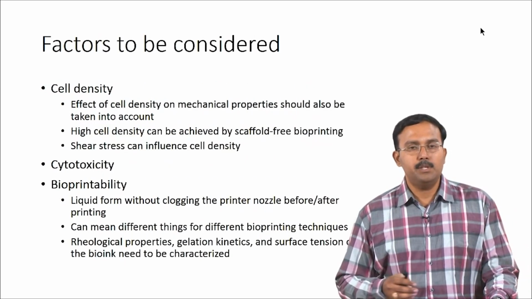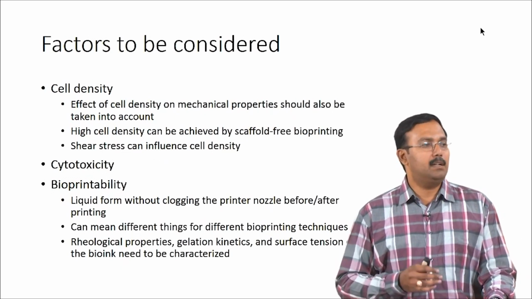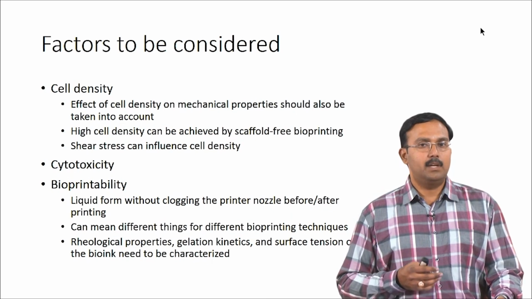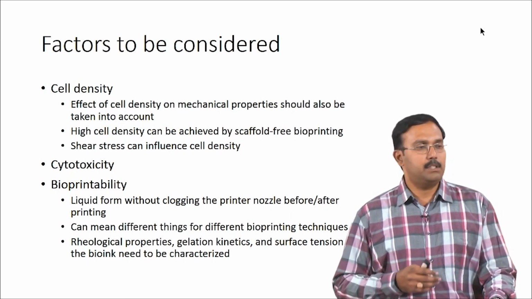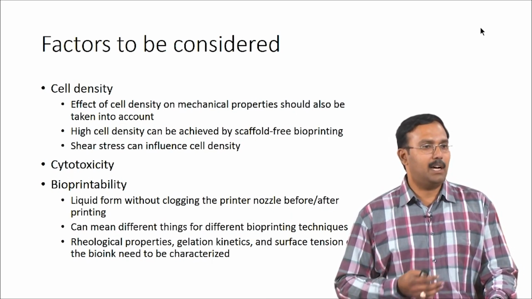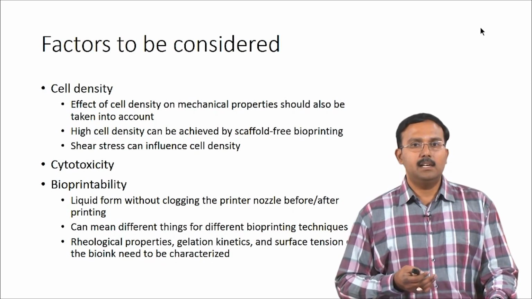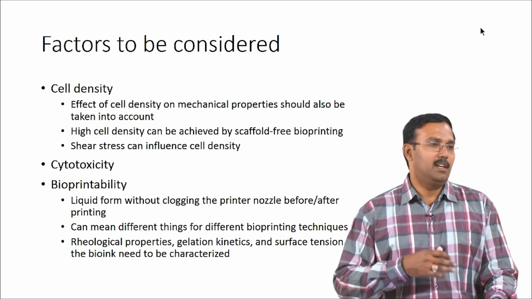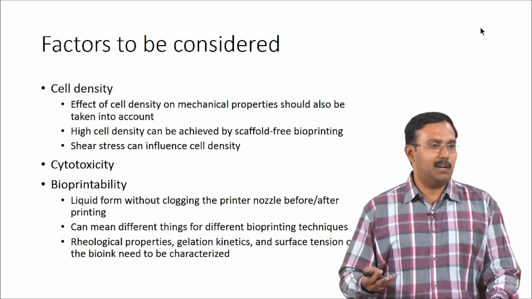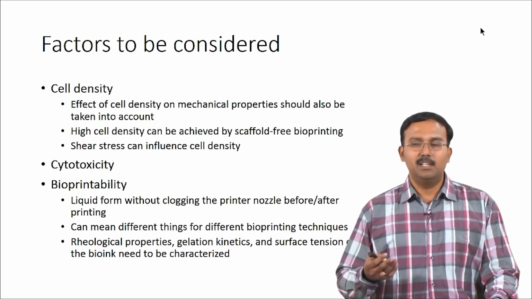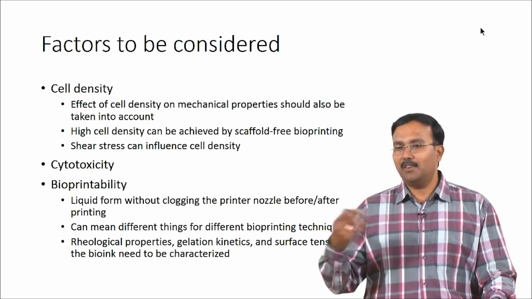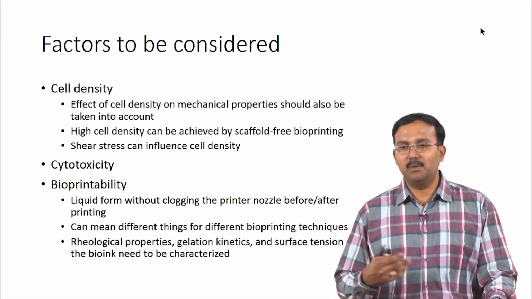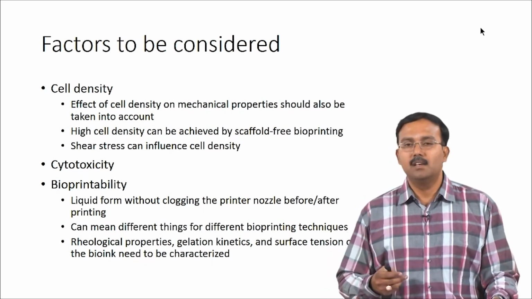The factors which you need to consider while preparing a bio ink include the cell density. The effect of cell density on mechanical properties should be taken into consideration. If you have very high cell density, then your mechanical strength is probably going to be low, because the more the polymer, the better the mechanical strength. If you are going to have a lot of cells, you cannot have a lot of polymer too. So your mechanical property will come down when you have a lot of cells.